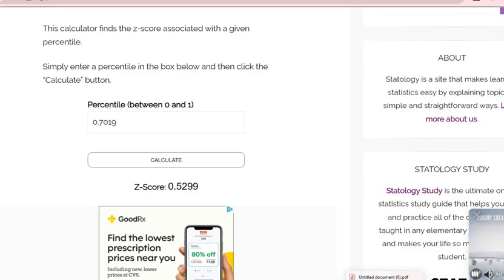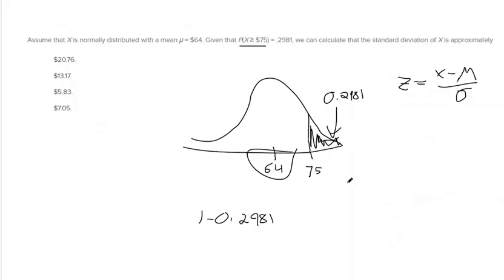So 0.5299. They probably want it to be 0.53. That's probably why the software chose that. So this 75 could be converted to a z-score of 0.53. So let's plug that in the formula.